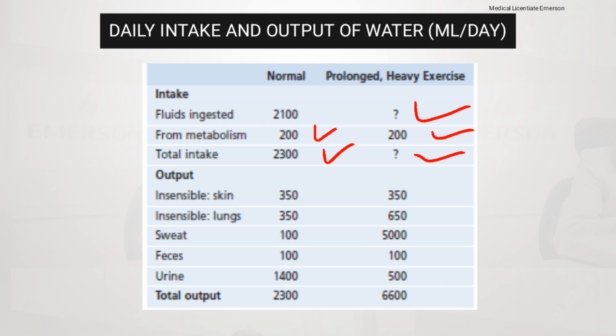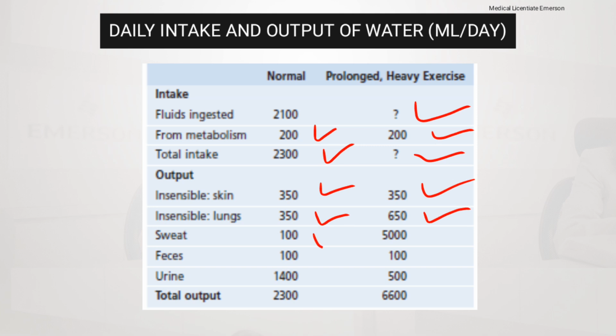Okay, at least as long as we exceed the normal and add what you can tolerate. Then the output. We can have insensible loss from the skin, which is constant at 350 mils per day, and even on prolonged exercise is still 350 mils per day. Then insensible loss from the lungs is also 350 mils per day, and on prolonged heavy exercise it goes up to 650 mils per day.